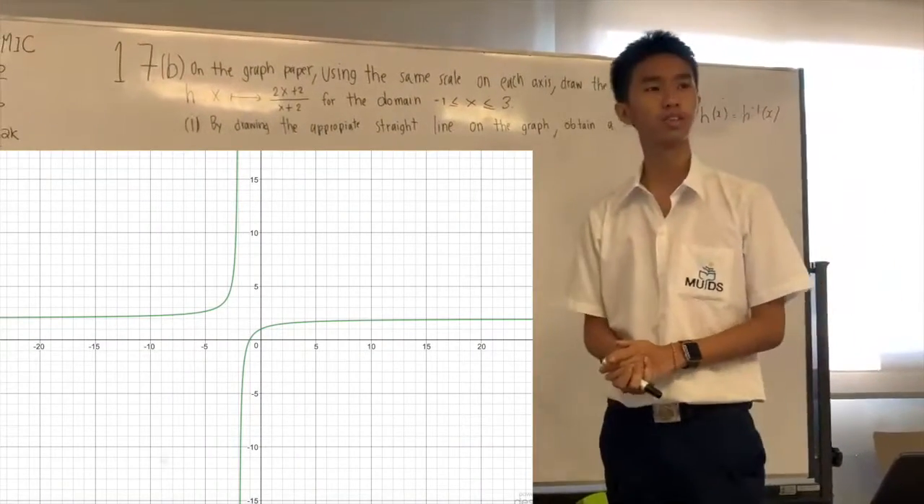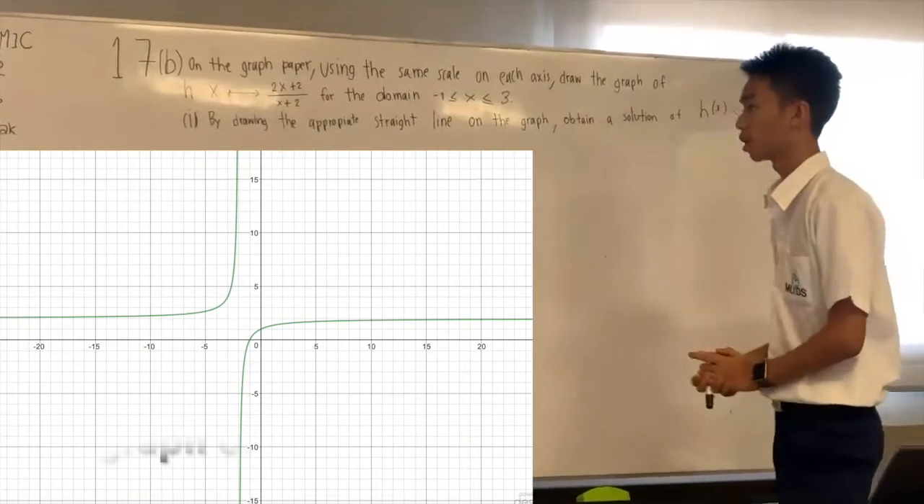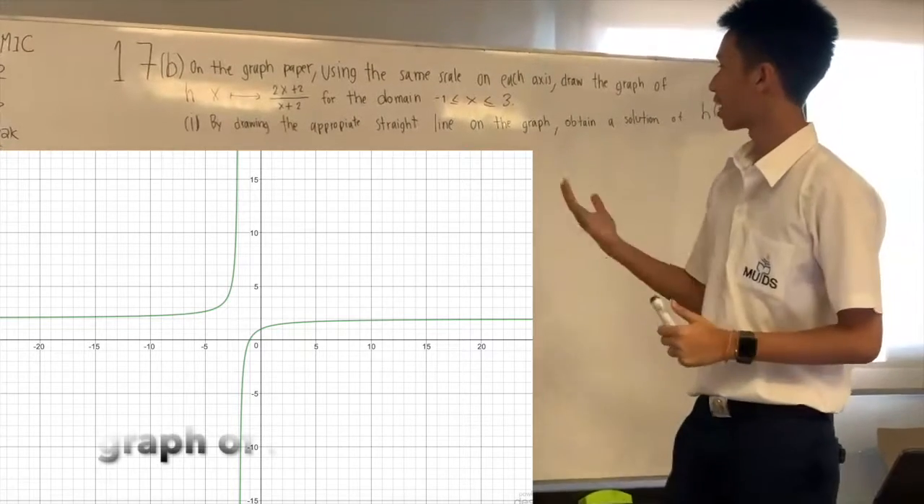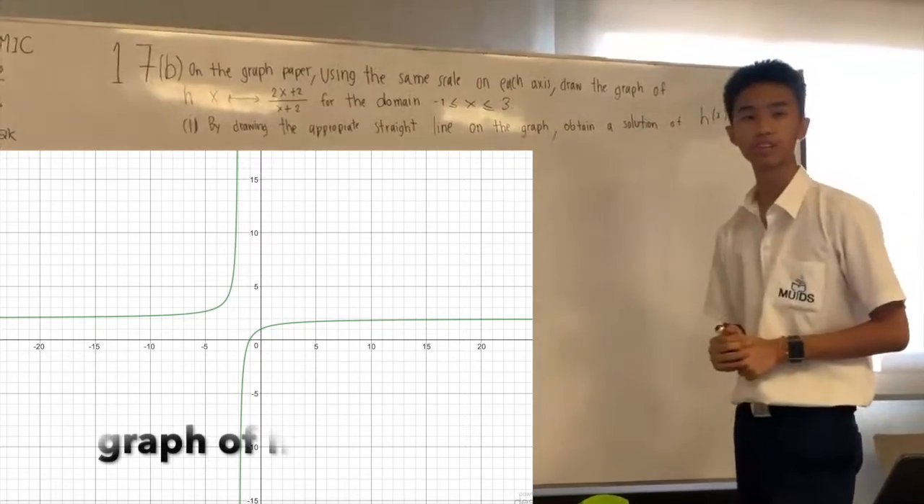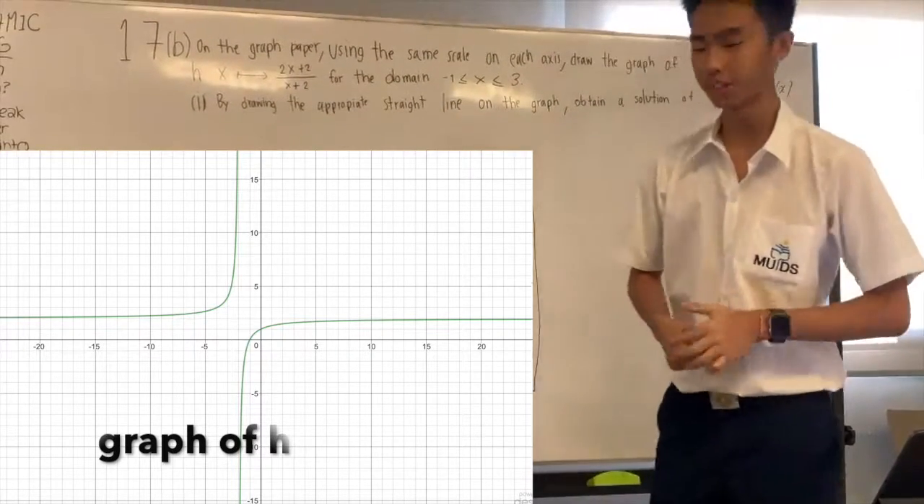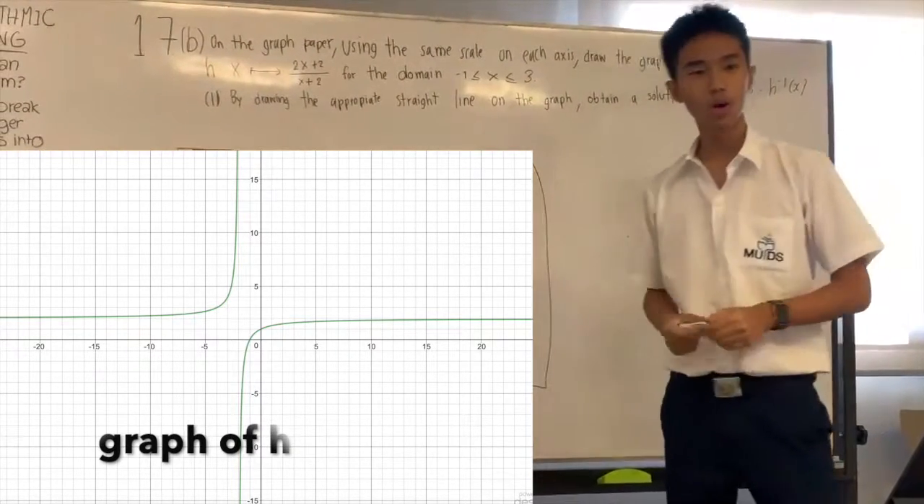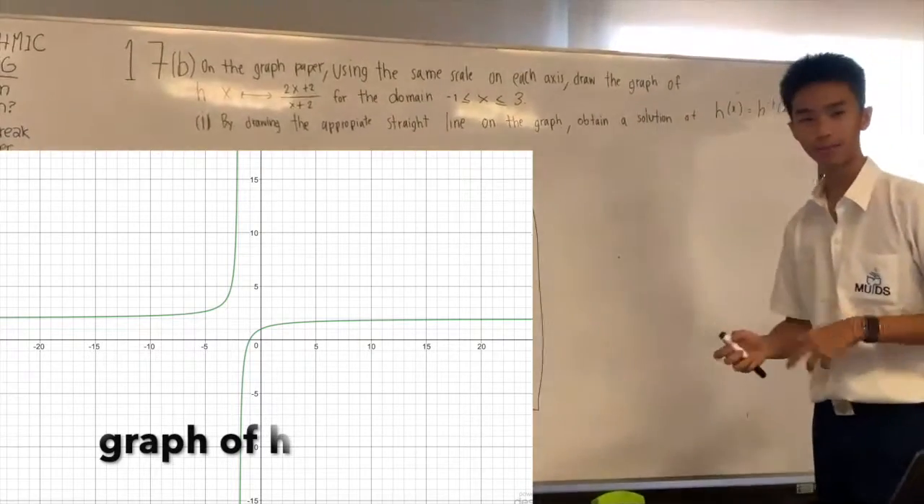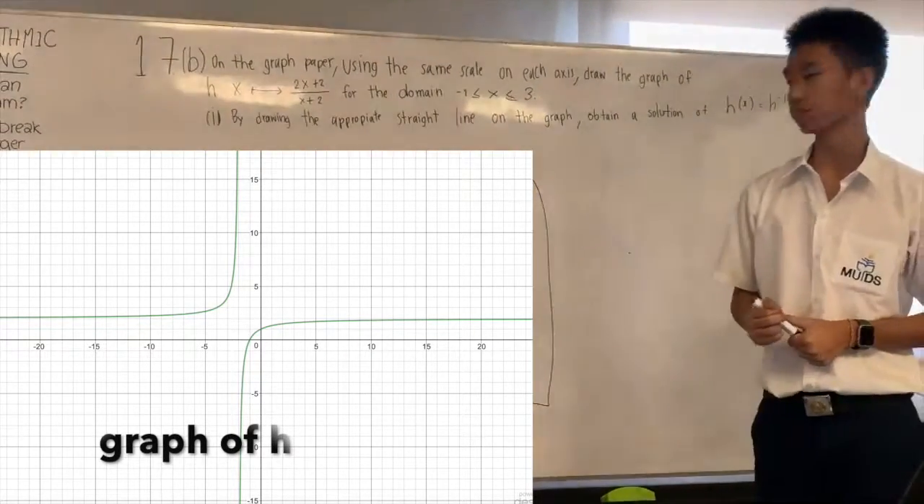So let's move on to the next question, question B, part 1. It asks us to find the inverse function of h. And we could solve it many ways. The first way is by graphing, or we can also do it by solving the equation itself.